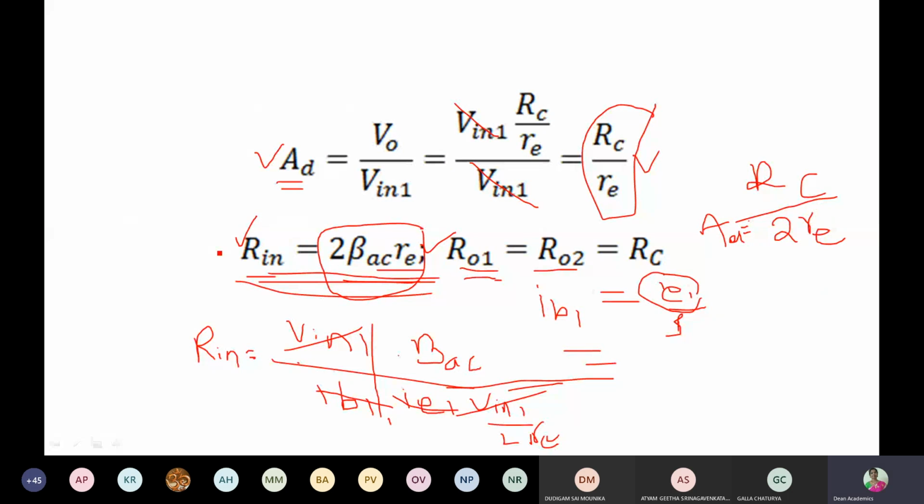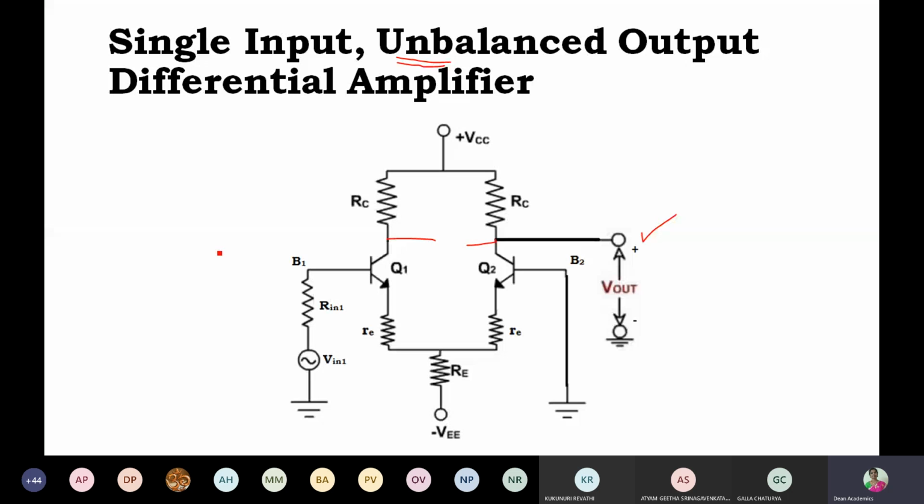After that, differential gain. For any amplifier, three parameters we are calculating: differential gain, input resistance, and output resistance. Differential gain is equal to RC by RE, we got, and input resistance is 2 times beta AC RE. Output resistance is RC, and after that we have gone to the next configuration. Two, three times I have taken.